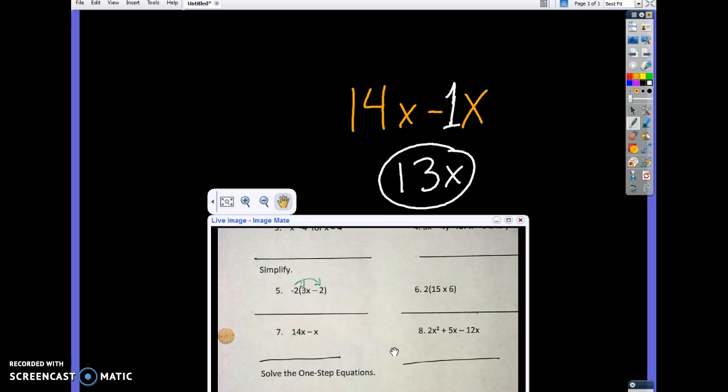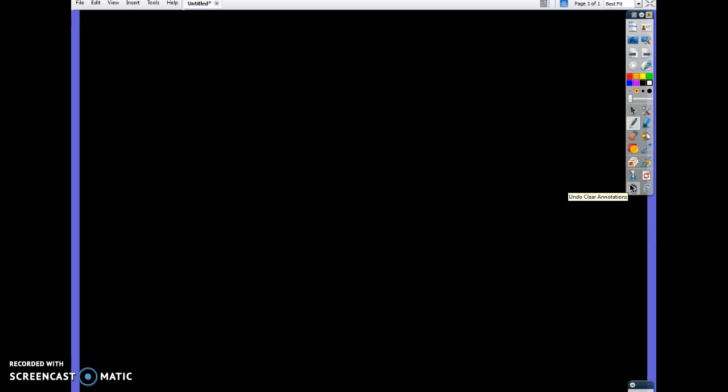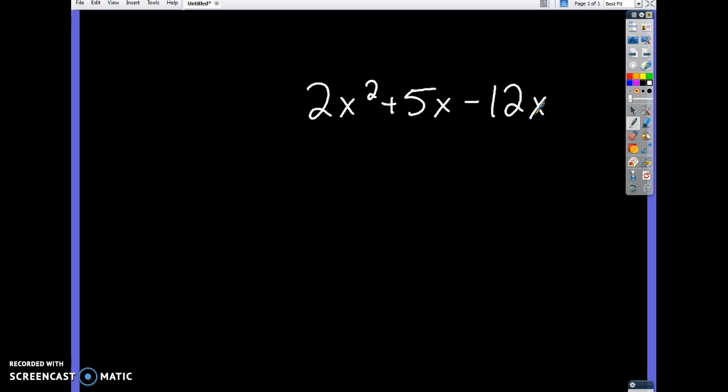On the next problem, we've got 2x squared plus 5x minus 12x. So let's get that written up here. 2x squared plus 5x minus 12x. I have two different types of terms in this problem. I have x terms, and I have x squared terms. X terms and x squared terms cannot combine, but I can combine x terms to other x terms. So my like terms in this problem will be this term here and this term here.